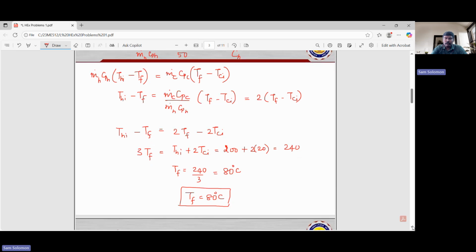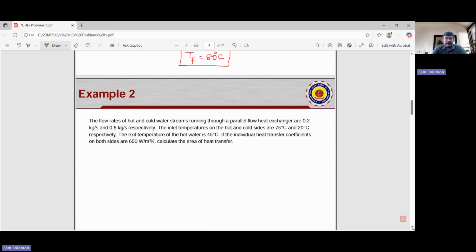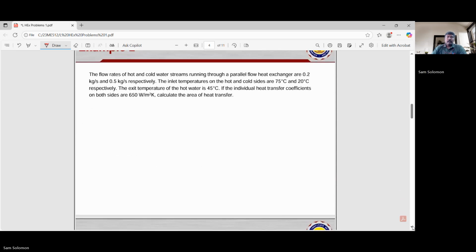Then let's move on to the second example. The flow rates of hot and cold water streams running through a parallel flow heat exchanger are 0.2 and 0.5 kilogram per second respectively. Inlet temperatures are given. The exit temperature of the hot water is given. If the individual heat transfer coefficient on both sides, that is for the inner tube and the outer tube, is 650 watt per meter squared Kelvin, calculate the area of heat transfer.